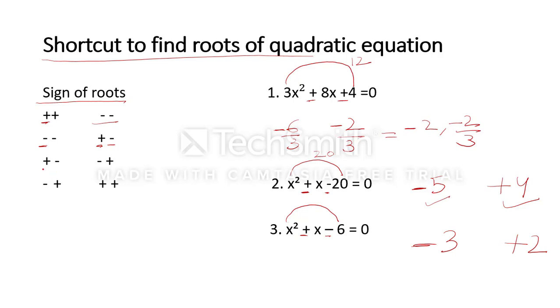Again, if plus is at the first position, then it will change the sign of both positions. So plus becomes minus and minus becomes plus. Here, at the first position minus is there, so it will change the sign of only the first position. So minus will become plus and plus will remain as it is. In this way, it is one of the easiest methods to find the roots of a quadratic equation.